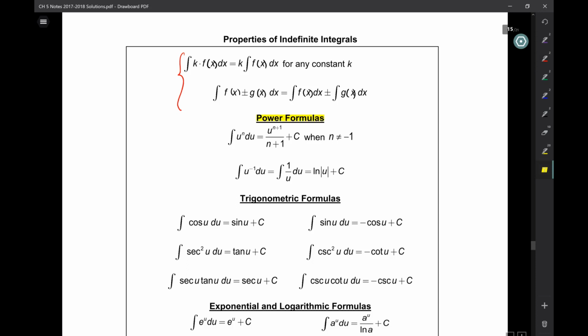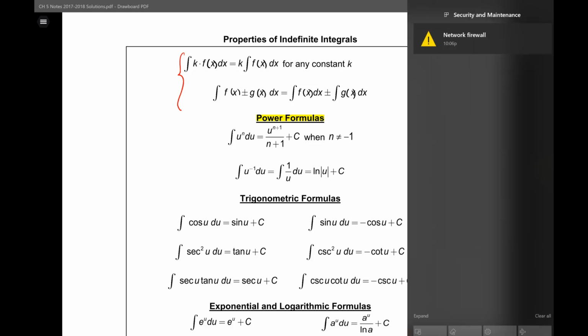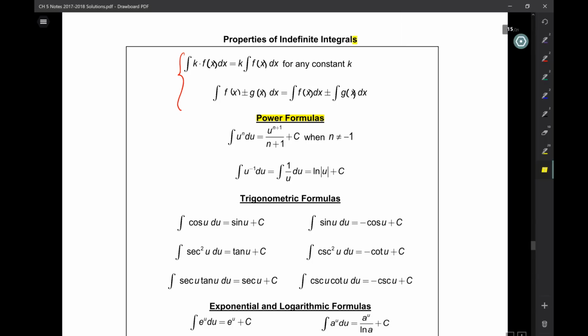Now, if you have to take an integral of u to the n du, here's what you do. It's u to the n plus 1 over n plus 1. Okay, what does that mean? You have f of x, and it's x to the 4. How do you take a derivative of this?